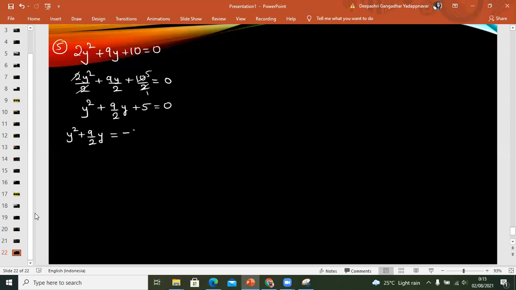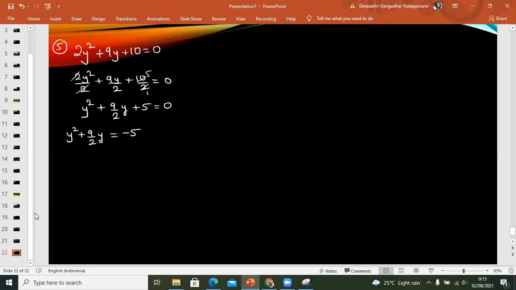How can we remove this? By dividing the whole equation by the number 2. So 2y square divided by 2 plus 9y divided by 2 plus 10 divided by 2 equals 0 divided by 2, which is 0. Cancel this. We cannot cancel anything else. 2 times 1, 2 times 5. We can cancel this. So we get the equation y square plus 9 divided by 2y plus 5 equals 0. We can write this as y square plus 9 divided by 2y equals, positive 5 will go on the other side and become negative 5.